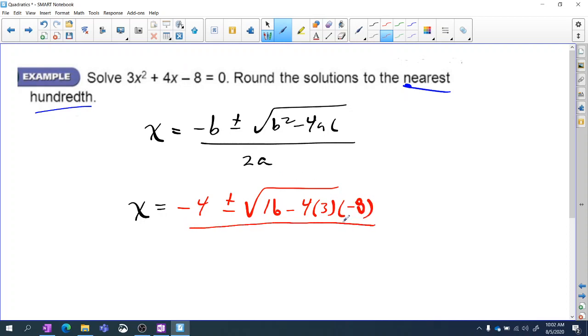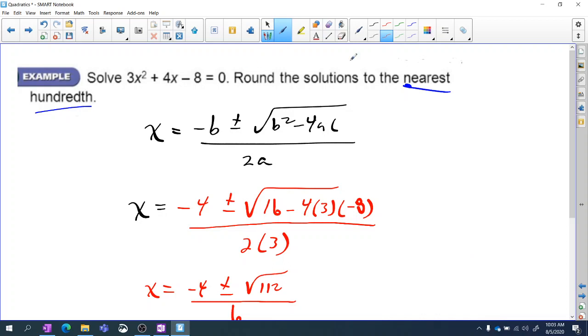Everything gets divided by twice the value of a, which is 3. X equals negative 4 plus or minus the square root of 16. This is negative, negative, so that's going to be a positive when you multiply them. 12 times 8 is 96. Add 16 is 112. All right, 96, yep, 112. So the square root of 112, and then the denominator will be 6.